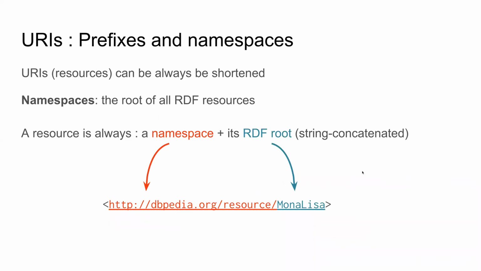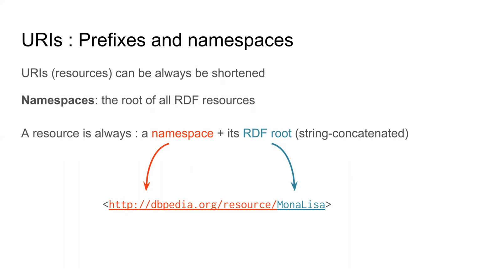Now, going back to URIs, one of the problems that people face is that resources represented through URIs are quite ugly and very long to write. So the solution for that is to use prefixes and namespaces. The idea of prefixes and namespaces is to allow users to write RDF by shortening URIs. A namespace is considered as the root of any RDF resource.